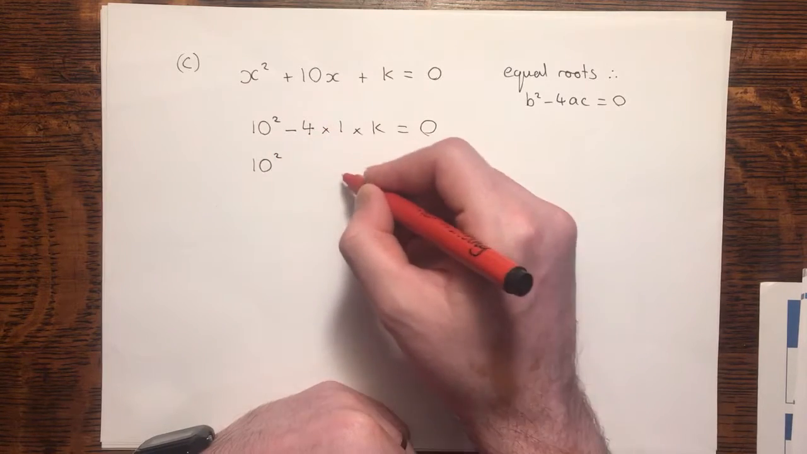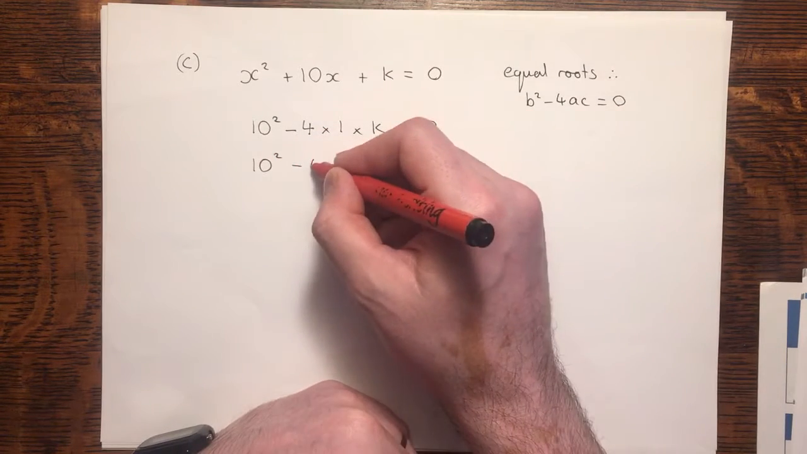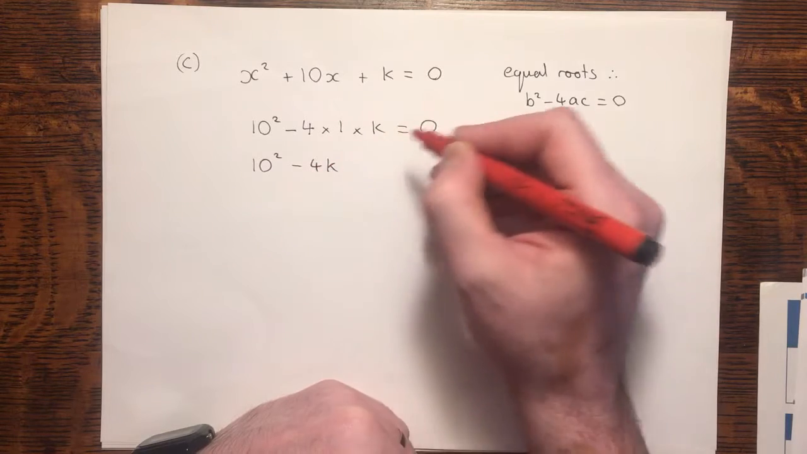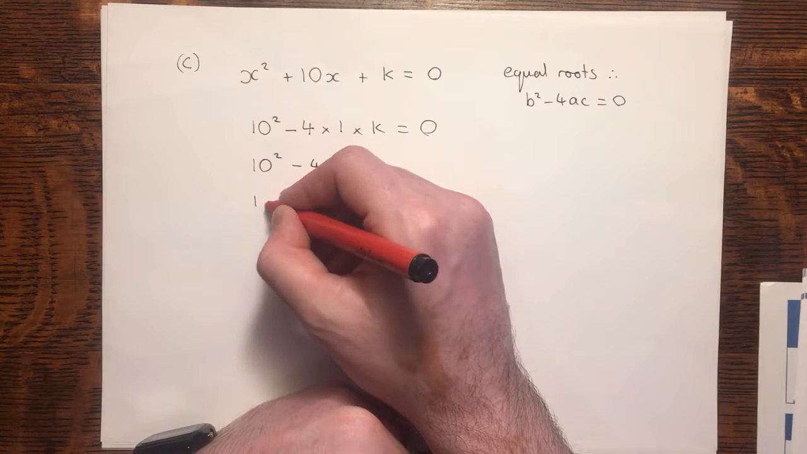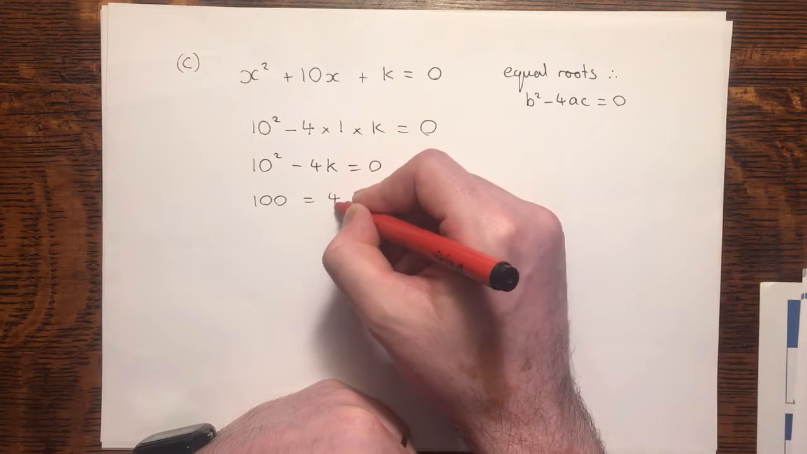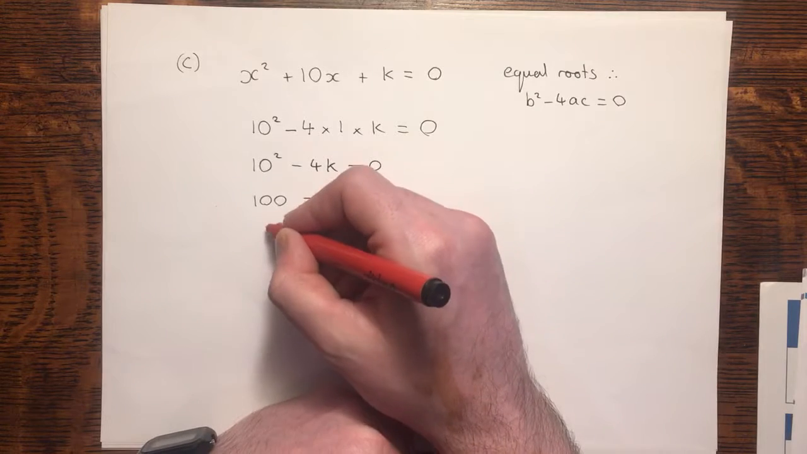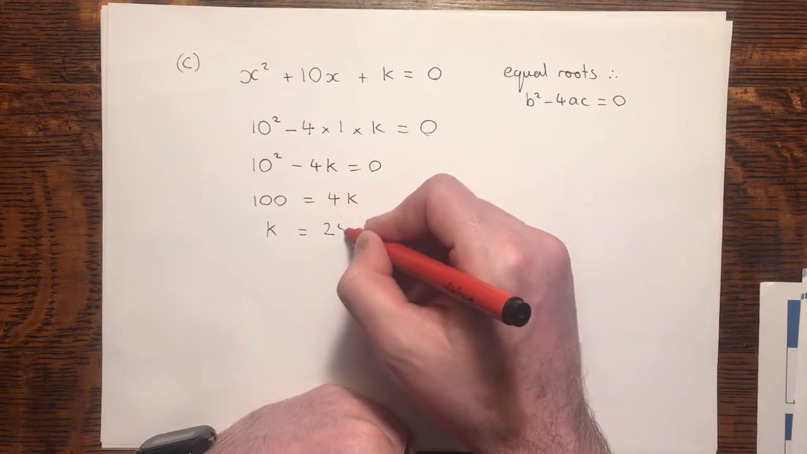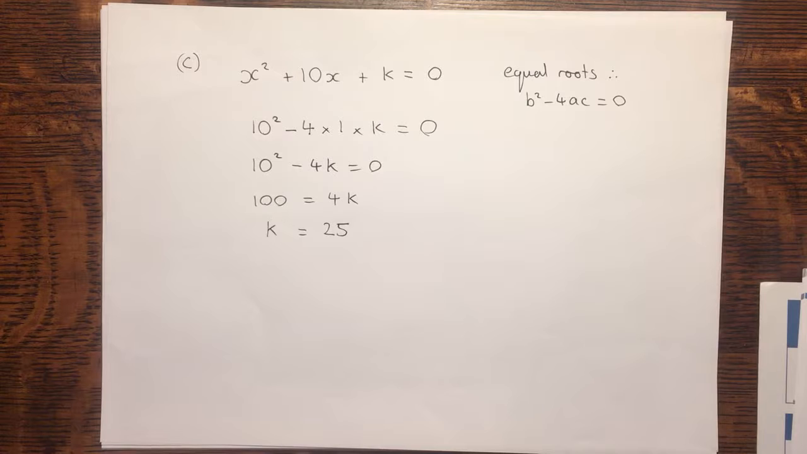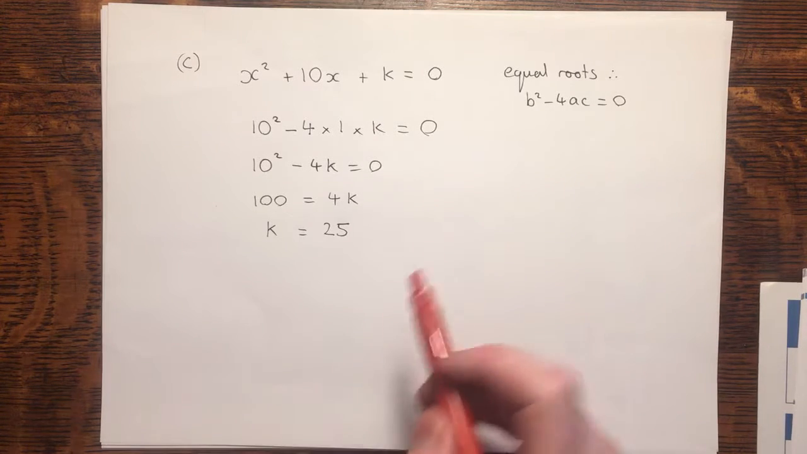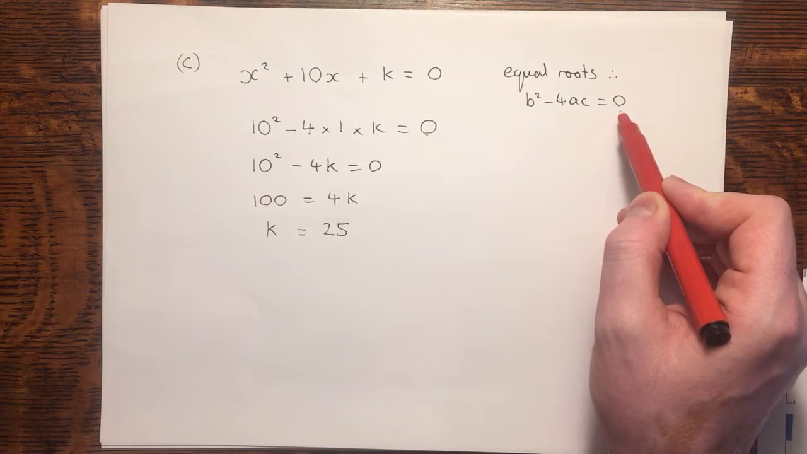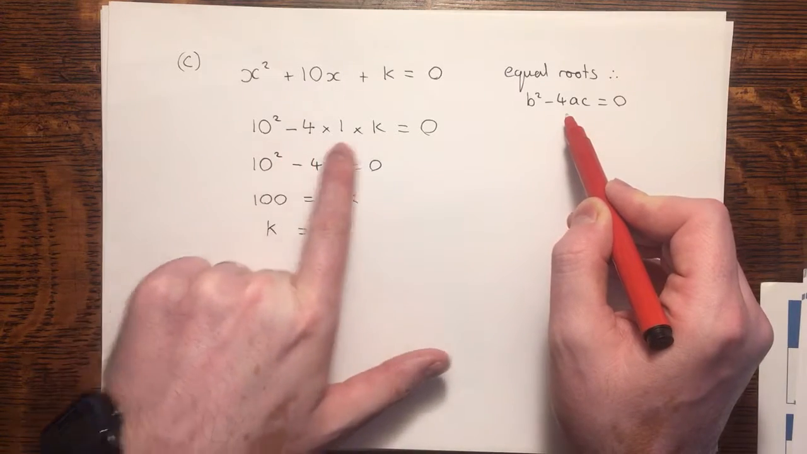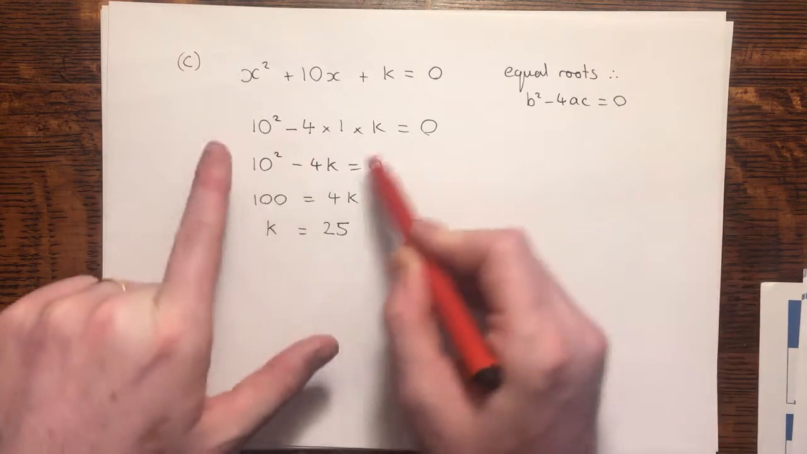Simplifying, I probably could have made that 100, couldn't I? Well, I'll do that now. Dividing both sides by 100, k is 25. And that is how we've solved to find k, based on the fact that we were told there's equal roots. We knew the discriminant would be equal to 0. We substituted in, using the values from the equation, and solved for k.